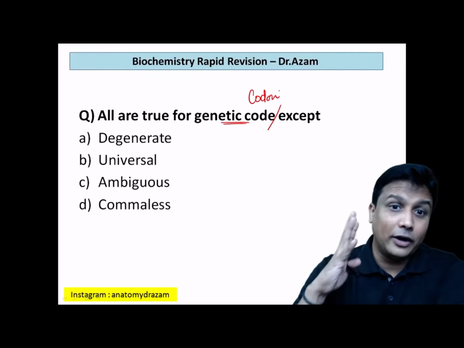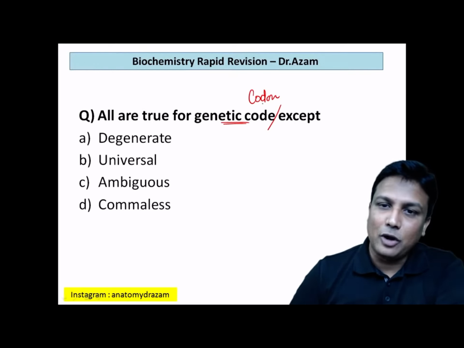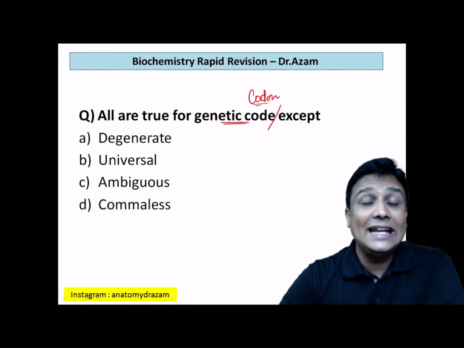Now remember, there are 4 important characteristic properties of codons. Number 1, a codon is degenerate.